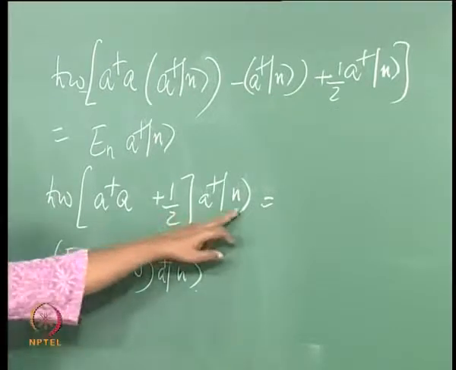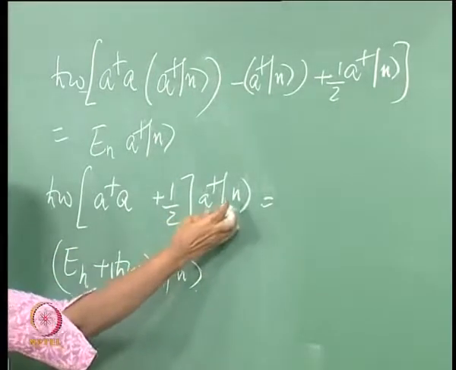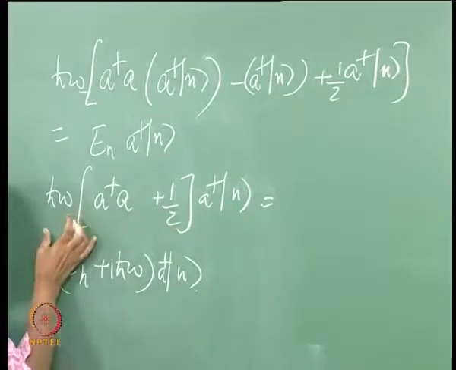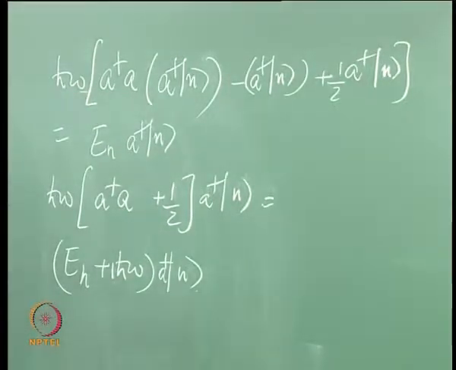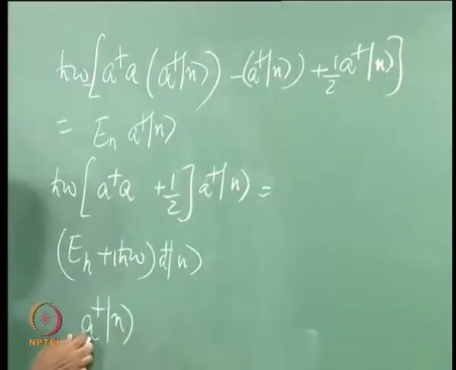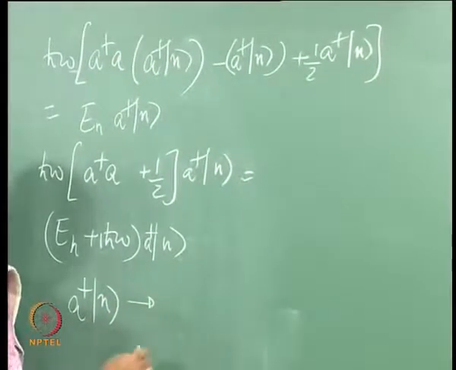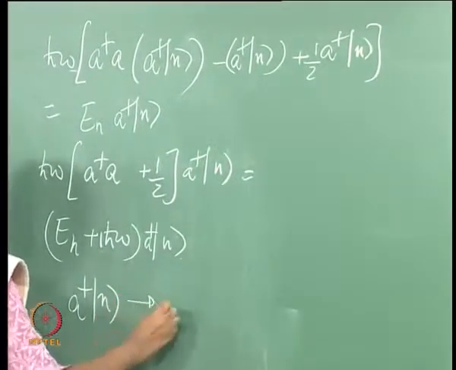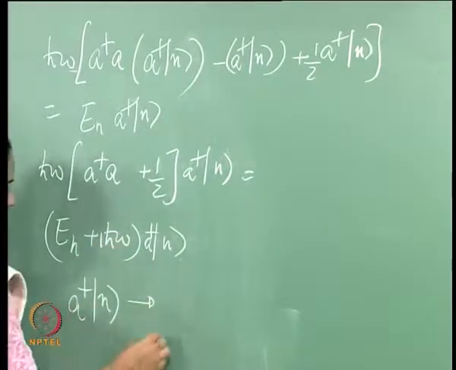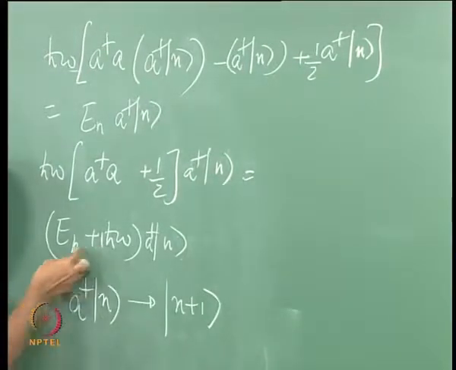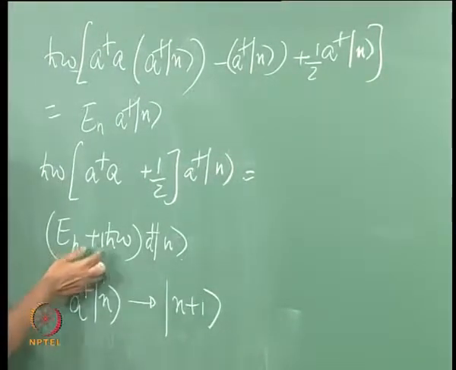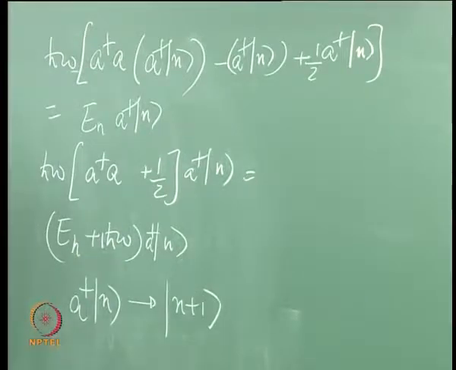A dagger acting on ket n is a state which is an eigenstate of the Hamiltonian, the oscillator Hamiltonian, with eigenvalue E n plus 1 h cross omega. So it looks like a dagger acts on ket n to take it to a state which is E n plus 1 h cross omega. So I would like to call that n plus 1 by way of notation, because to the original energy E sub n we have added an amount 1 h cross omega.